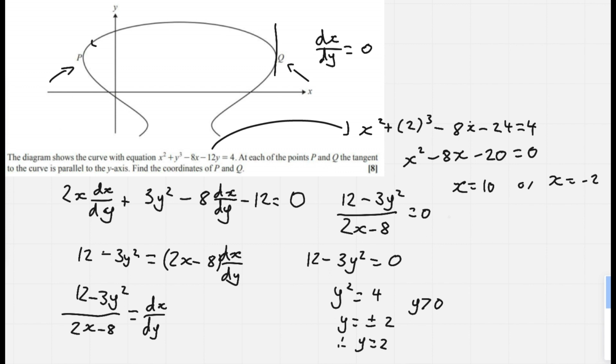And we can basically say P is going to be minus 2, 2 and Q equals 10, 2. The y is the same for both of them, and you can see P must have a negative x value and Q must have a positive x value, hence why I've chosen minus 2 for P and 10 for Q. Thanks for watching.